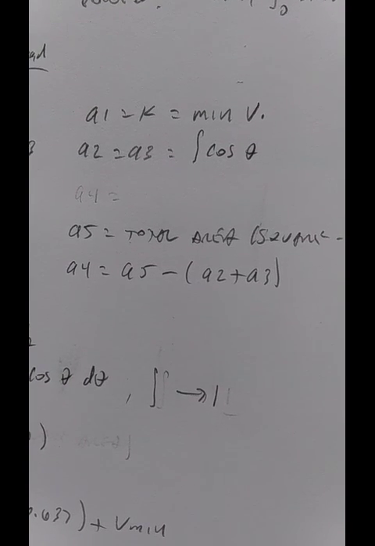Here, area 1 equals K, a constant, minimum voltage. A2 equals A3. That's the integral of the cosine over half of a half cycle, 90 degrees. A5 is the total area under the curve. I'm sorry, the total area, the total square area, and A4, the area above the curve, is A5 minus A2 plus A3.